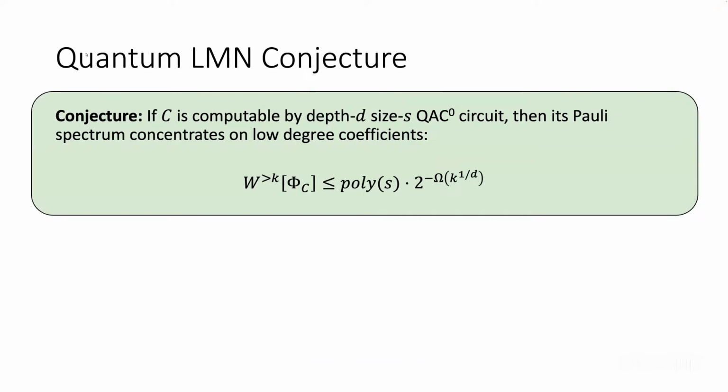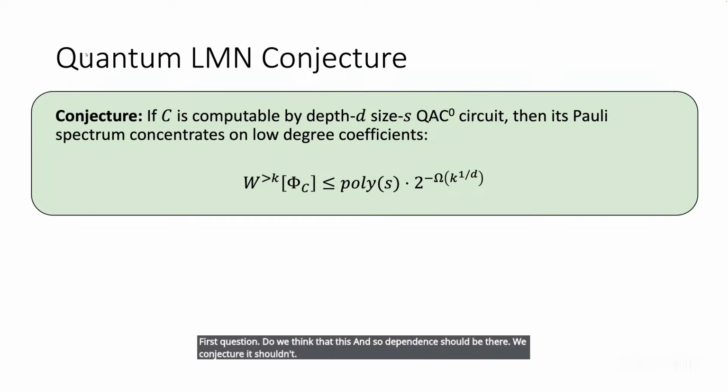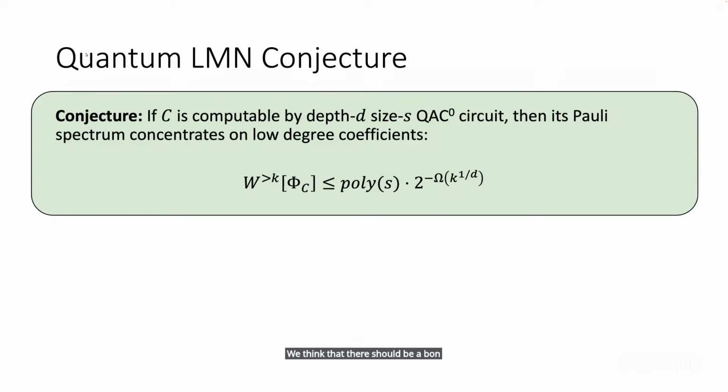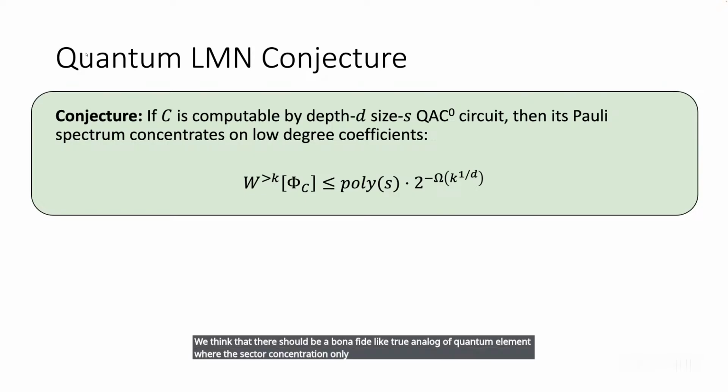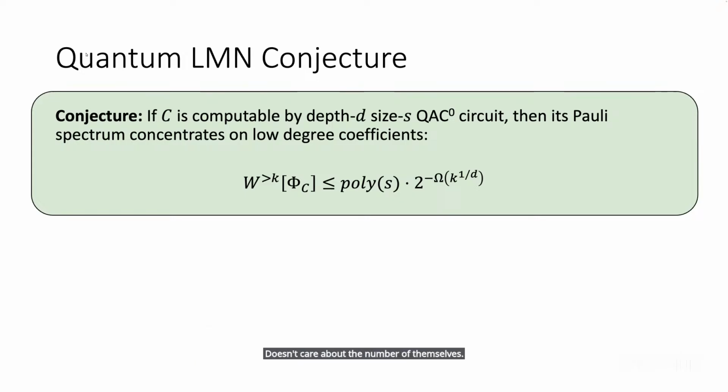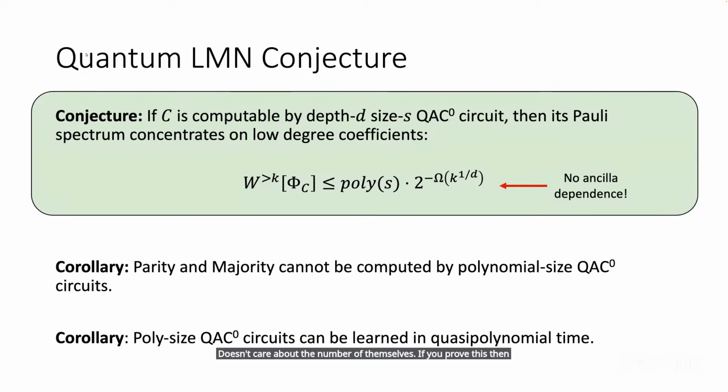So that's what we know. This is one question. Do we think that this ancilla dependence should be there? We conjecture it shouldn't. We think that there should be a bona fide, true analog of quantum LMN, where the spectral concentration only depends on the size of your circuit. It shouldn't care about the number of ancillas. If you prove this, then you would have settled this 25-year-old question about whether QAC0.